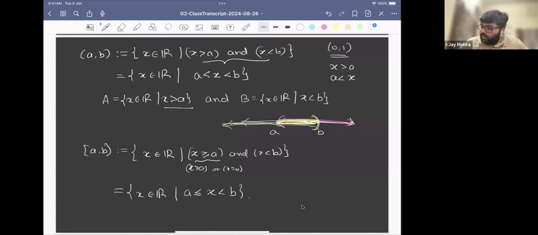Try to imagine how it will look. Try to think about this. If I write like this, then what is this interval? I already defined this interval. What is (2, 1)?